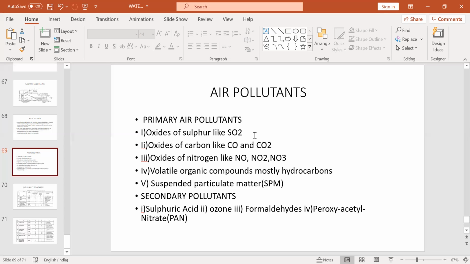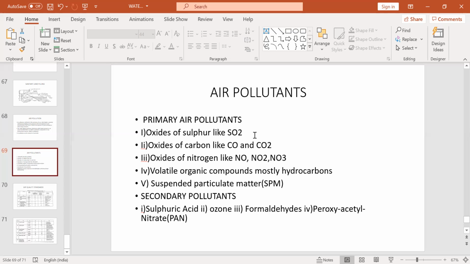For mist and fog, an example can be sulfuric acid mist. For solid particles, dust storms. For smoke and fumes, cigarette smoke and smoke from the burning of garbage, etc. And fumes are zinc and lead fumes. This completes the primary pollutants.